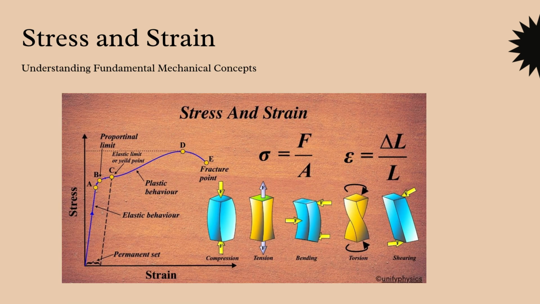Now let's quickly understand stress and strain. Stress is the force applied per unit area, written as sigma equals F over A. Strain is the amount a material deforms when that force is applied, expressed as change in length over original length. On the stress-strain curve, materials first behave elastically, meaning they return to their original shape. But once the elastic limit is exceeded, permanent deformation occurs, and eventually the material fractures. These principles help us understand how bones deform and break under load.